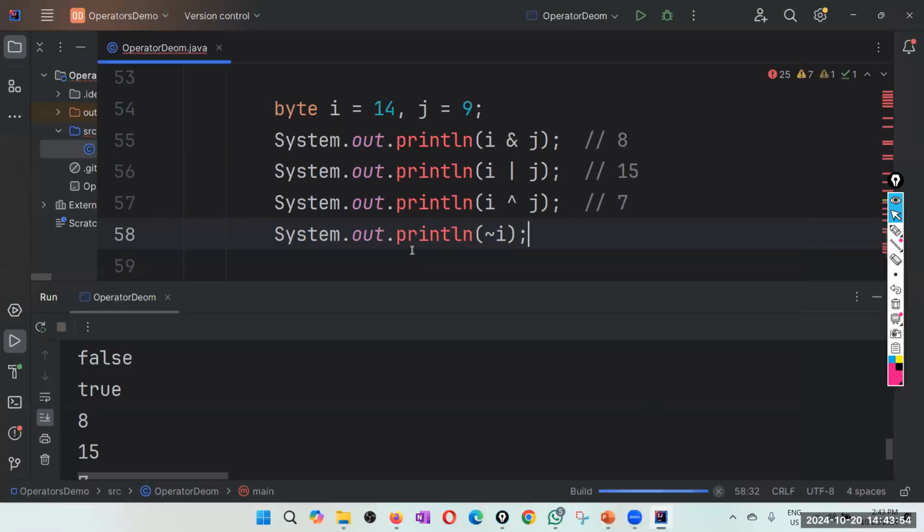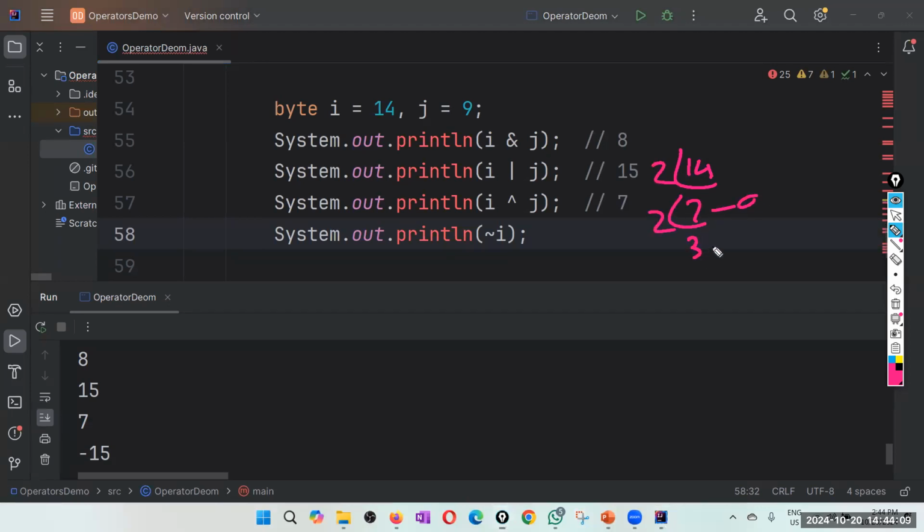The output is a negative number, minus 15. Why? Can anyone tell me why? Remember 14 is 1110, and because it's a byte, 0000 1110. Now when you say NOT, what happens? All are flipped. Sorry, 0 becomes 1, 1 becomes 0.